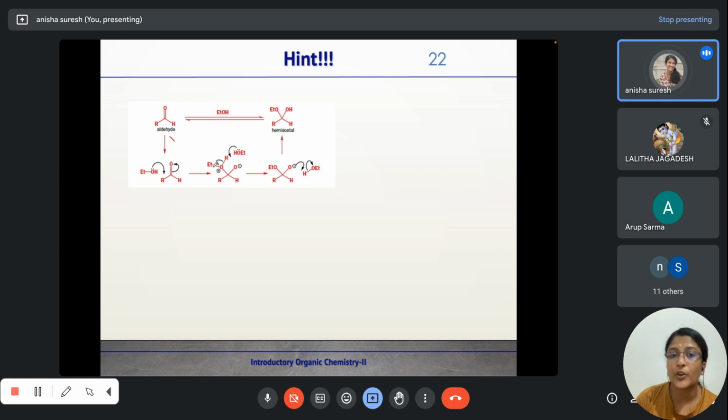Now the proton on this ethanol will be abstracted by another molecule of ethanol and it will be neutralized. And this oxygen can abstract a proton from one ethanol molecule and it will result in the formation of a hemiacetal. So is this clear? How is the hemiacetal forming?